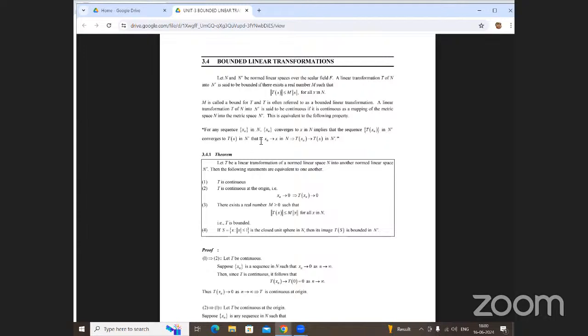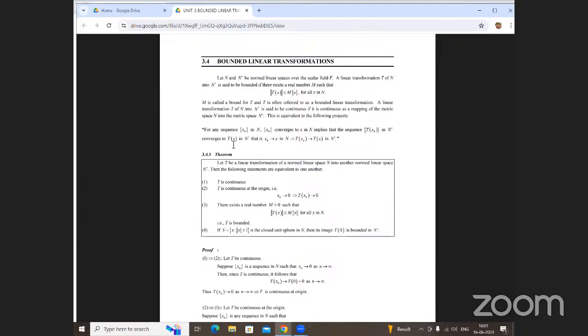So T maps N into N dash. Now xn is the sequence, so T of xn also lies in N dash. T of xn belongs to N dash. All the mappings of the elements lie in the image. So here the image is N dash. So there are different metric spaces. N is one metric space, which is also a normed linear space. N dash is another normed linear space. So T maps N into N dash, and T of xn is also in N dash.